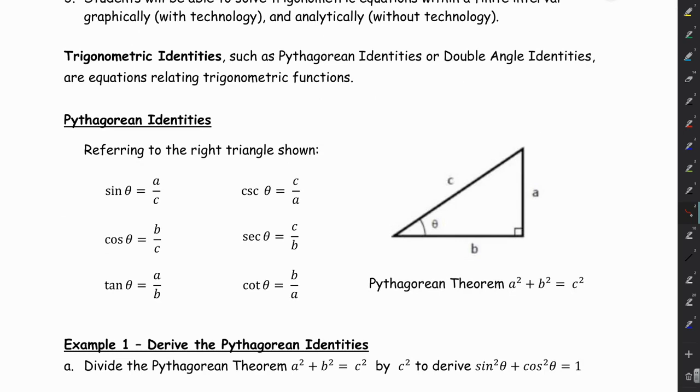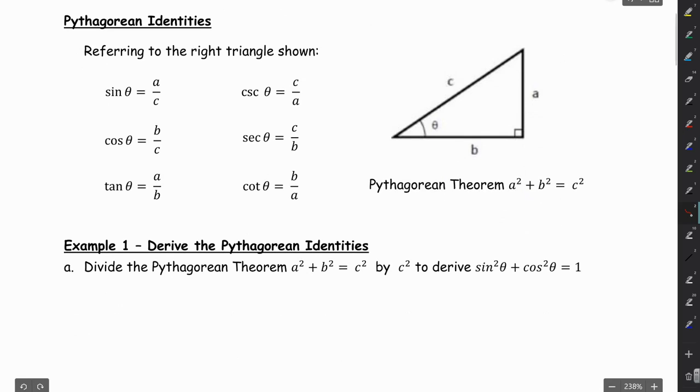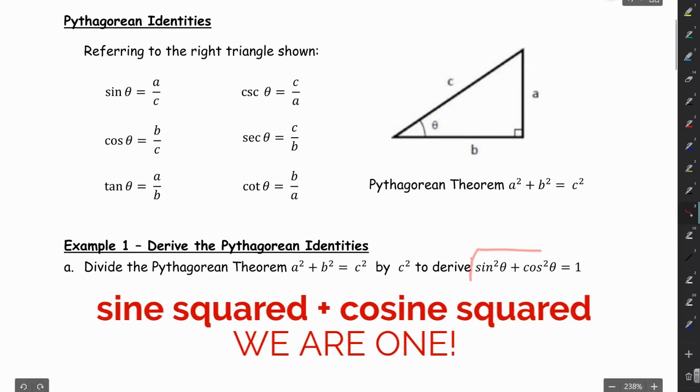If we look at the right triangle that we have shown here, we can set up all of our trig ratios, which you should already be familiar with from Algebra 2. And we can derive the Pythagorean identities using the Pythagorean theorem. So the first thing that we're going to do is derive sine squared plus cosine squared equals 1, using the Pythagorean theorem.